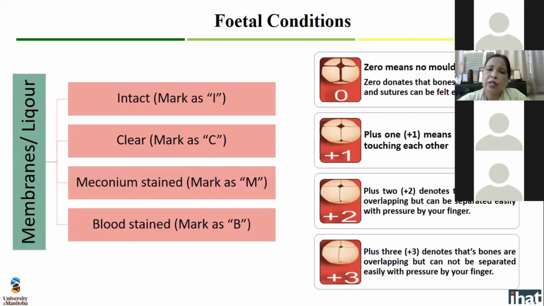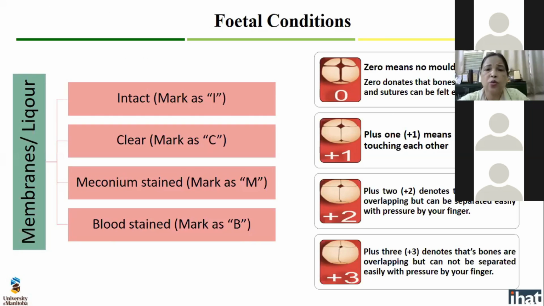We have already discussed fetal conditions. So how to mark this? We have discussed the status of the membrane and the color of liquor, and how to denote them. Now we also have to denote the molding. A small amount of molding is beneficial because it helps the fetus go through the vaginal passage. But if it is excessive molding, then it can be dangerous, and it is one of the signs of obstructed labor. So there are 3 grades of molding.